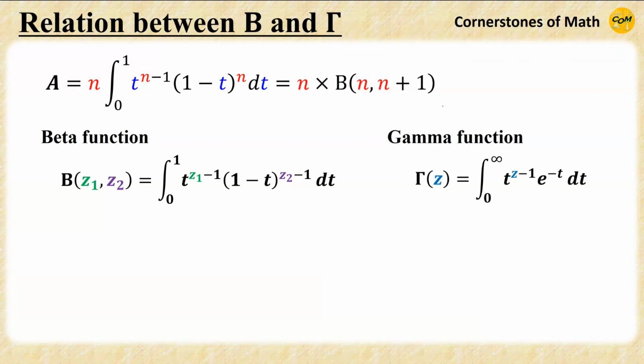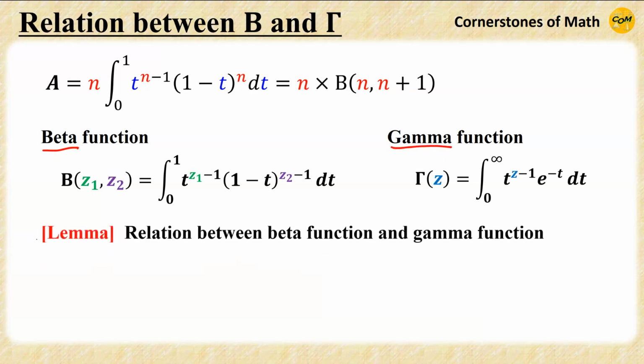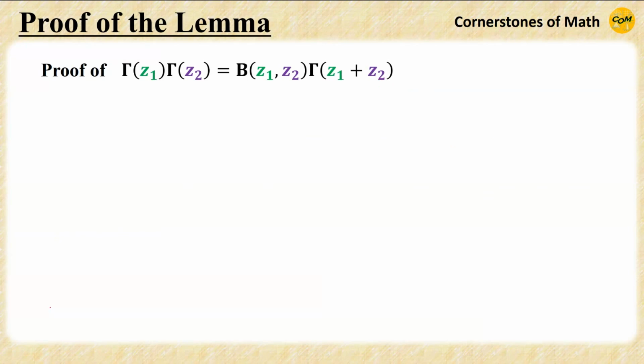The reason why I bother to express the integral in terms of the beta function is because then we can use one very special property of the beta function, which relates it to the gamma function that I have previously mentioned. That will be the lemma that allows us to express the area in terms of gamma functions. The two functions are related as follows: beta of z1, z2 is equal to gamma z1 times gamma z2 divided by gamma of z1 plus z2. So now let us prove this lemma.